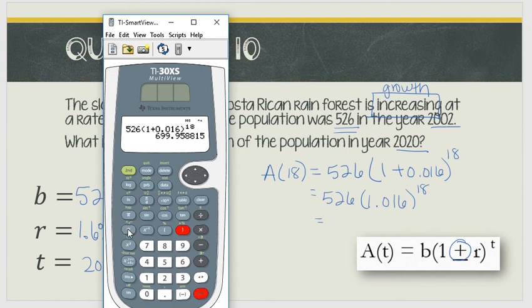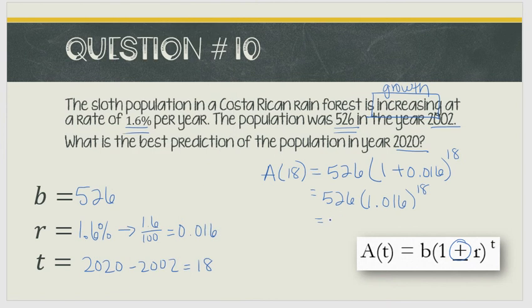Press enter, and I get 699.96. So I'm going to go ahead and round up then to 700. That would be my approximation, because we rounded, approximately 700 sloths.